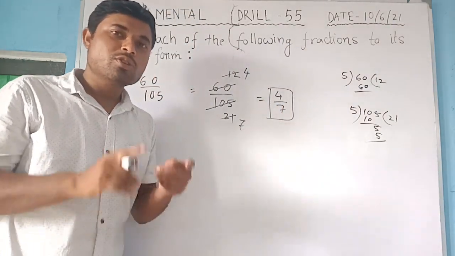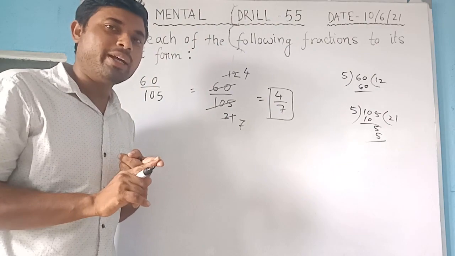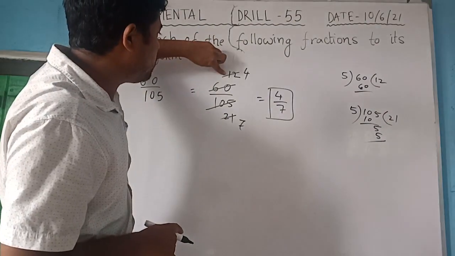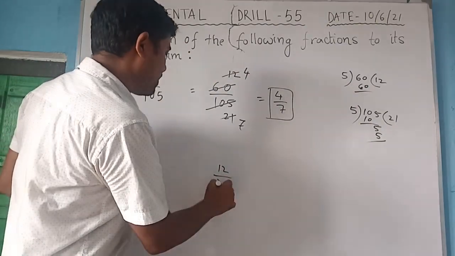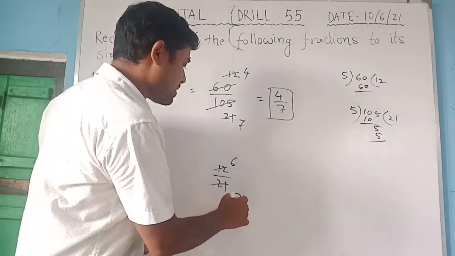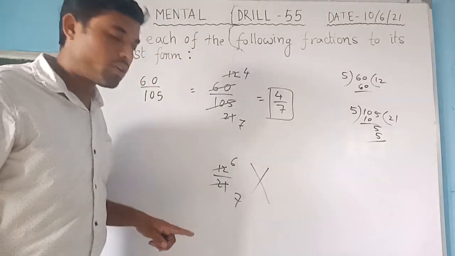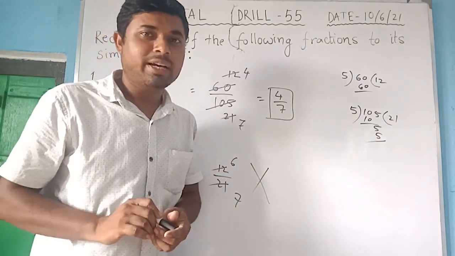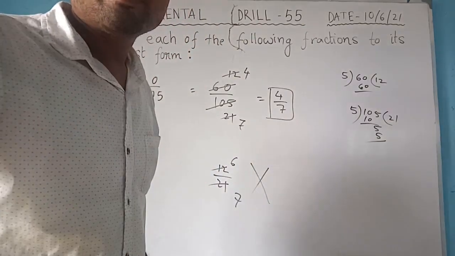Dear students, when we divide, you have to divide by the same number. You don't do this: suppose here 12 by 21, you divide this by 2, it will be 6, and you divide this by 3, it will be 7. This is not correct. So you have to divide by the same number. I hope that you have understood it.